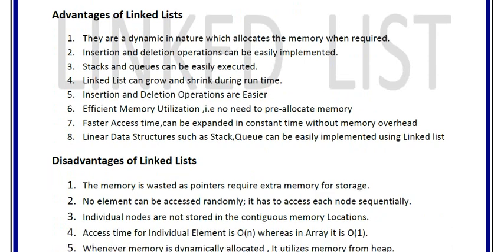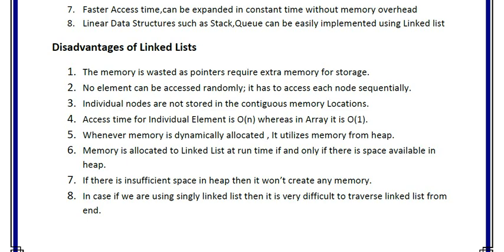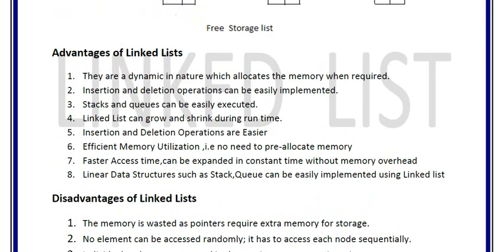The advantages of linked list are given here. Linked list can grow and shrink at runtime and queues can be easily implemented. Deletion and insertion is easier than others. There are some disadvantages of linked list. No element can be accessed randomly because you go in sequence from 0 and so on, but in an array you can easily access any element. Have a snap of the disadvantages of linked list and advantages also.